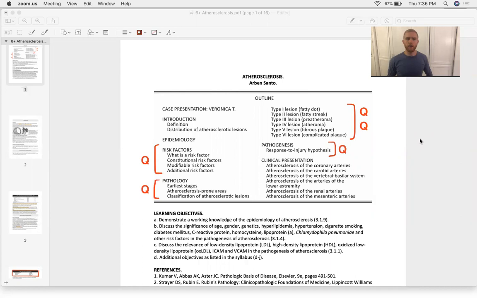Looking at the outline on the first page of this SDL, I've labeled with red Qs where I think the questions will be coming from on this exam. You can expect one, maybe two questions from the risk factors section, one from the pathology section, one, maybe two from the gross anatomy part of the pathology section, and finally, one or two from the pathogenesis section.